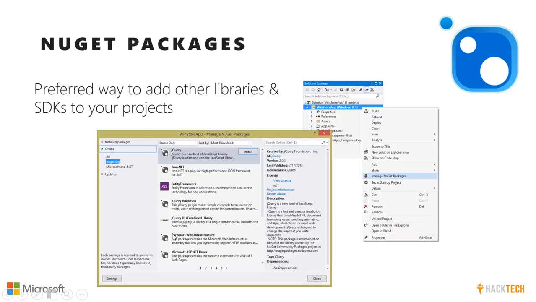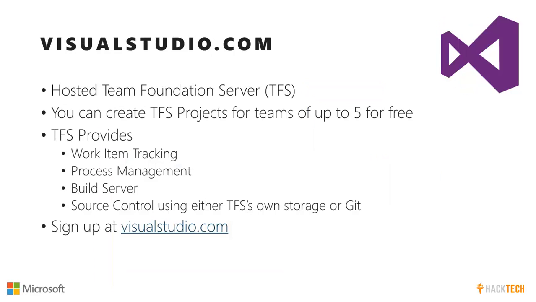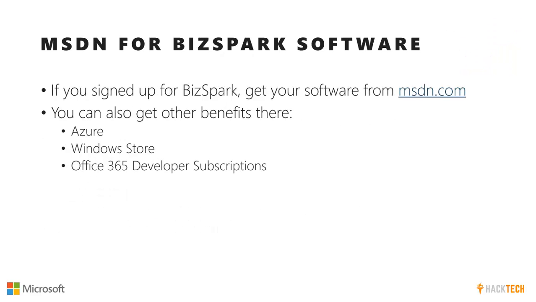I'll also mention that visualstudio.com is available to you. Visualstudio.com gives you hosted source control and process management. The source control can be either in TFS's own storage, or it can be a Git repository if you prefer to use Git. You can sign up for that for free at visualstudio.com, and again, it's free for teams of up to 5. And then I've already shown you this, but remember, if you are a BizSpark member, where you'll go to get your software as well as all your other benefits is through MSDN, or the Microsoft Developer Network. So remember that resource.